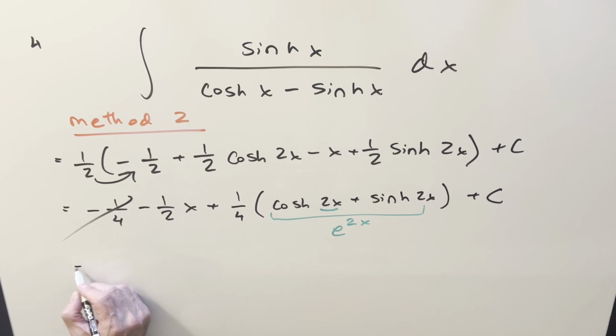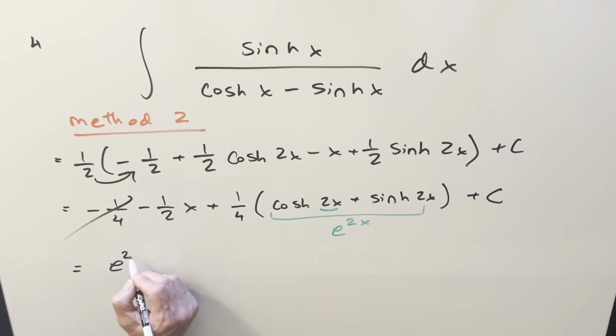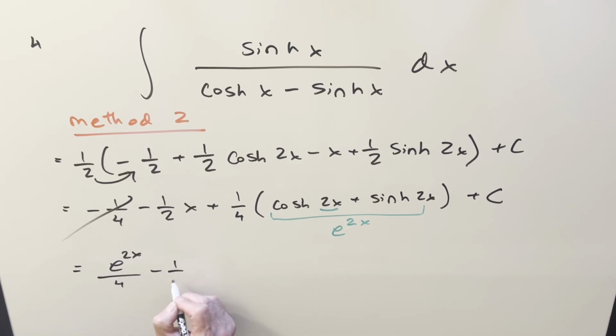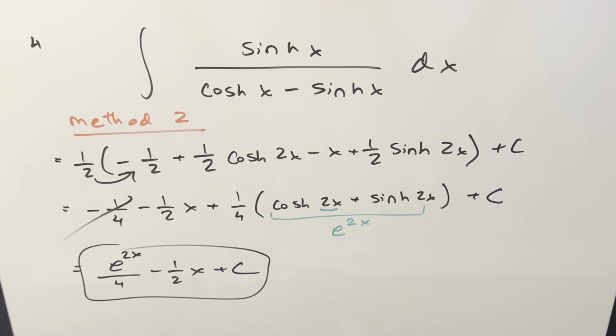Put this all together and reorder it for my final solution on it. We get e to the 2x over 4 minus 1/2 x, add a plus c, and that's it. Okay, there you go. 2 different methods on this one.